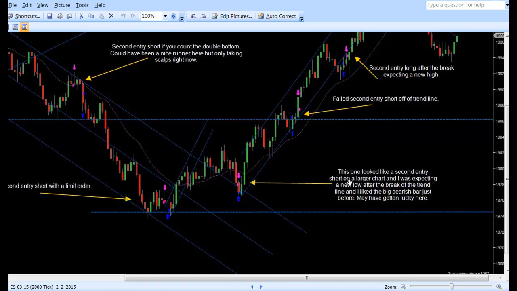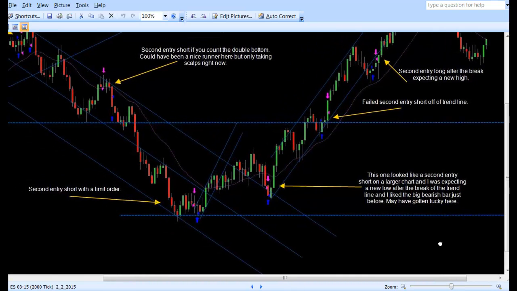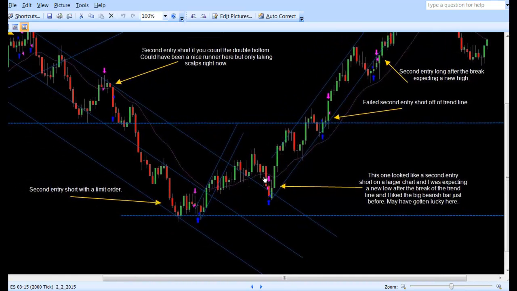This one looked like a second entry short on a larger chart, and I was expecting a new low after the break of the trend line. And I like the big bearish bar just before. Maybe I've gotten lucky. But no, you had the break of this little channel, a couple legs up. So same thing, I was looking for a new low as well. I don't know if I had that set up on my chart. I can't remember what my chart looked like. But with that bearish bar, I probably would have tried to get in it with a limit order. It looks like you could have got in all the way back a couple of ticks in it, and it makes it even easier.